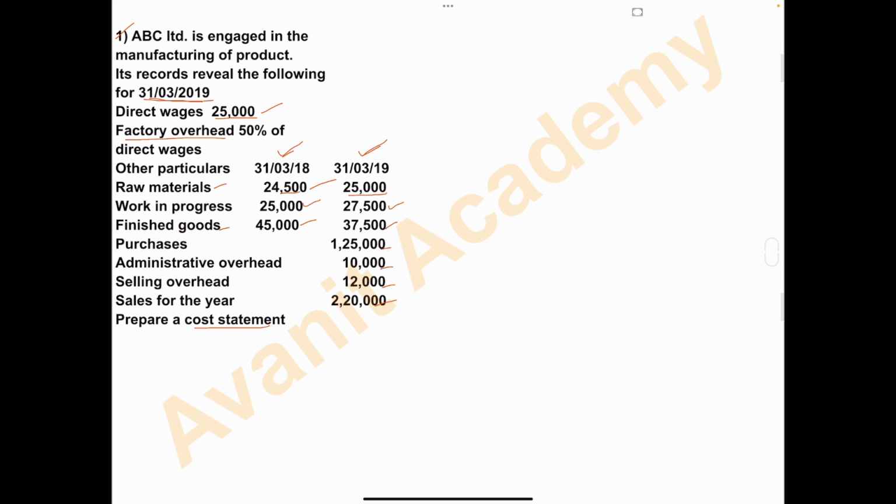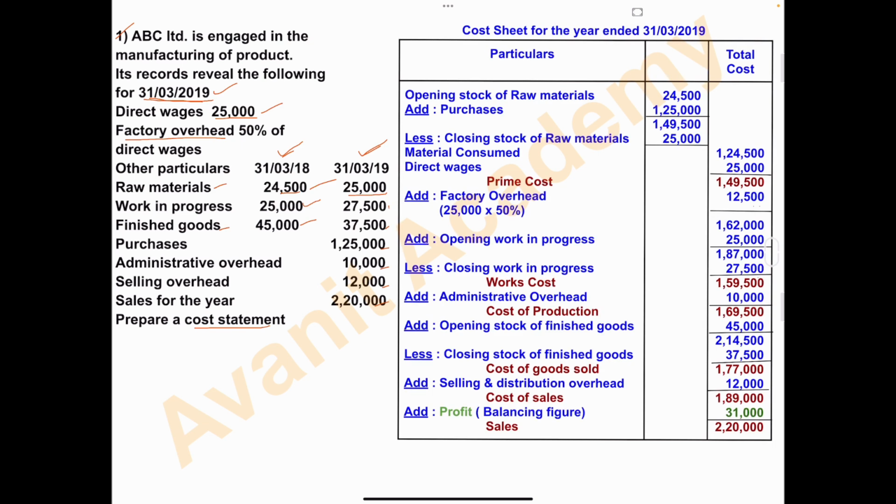By taking all this information, we have to prepare the cost sheet for the year ended 31st March 2019. Let's start the solution. Write the heading: cost sheet for the year ended 31st March 2019. The columns are particulars, one extra column for the calculation, and the last is total cost.